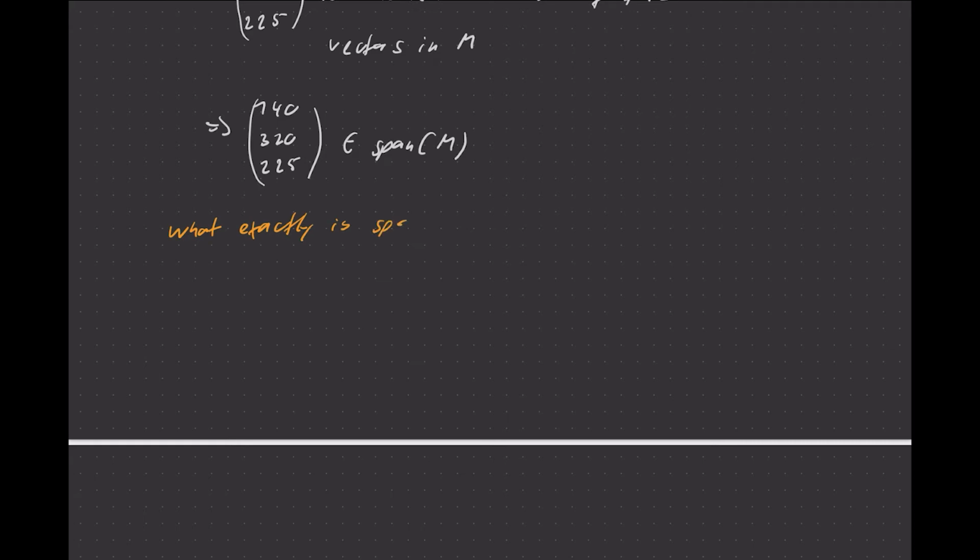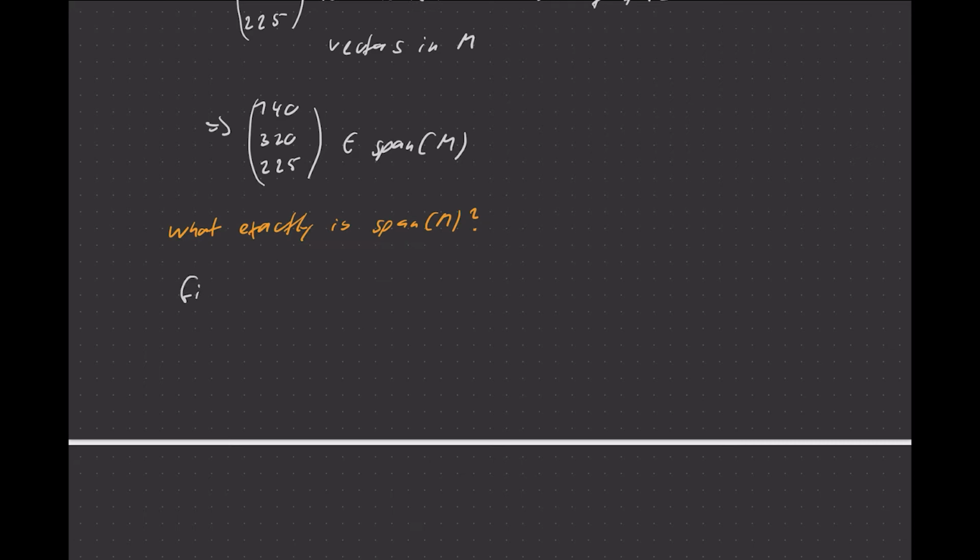What exactly is that span of M here? Or in other words, let's rephrase that a little. You could also say, given an arbitrary vector, under which conditions would that be contained in our set M?